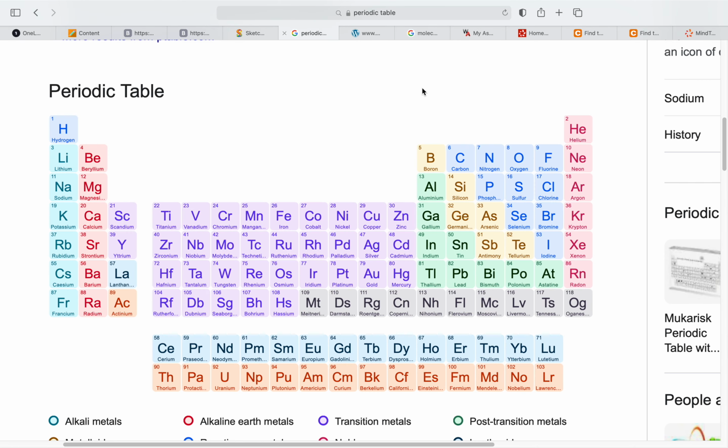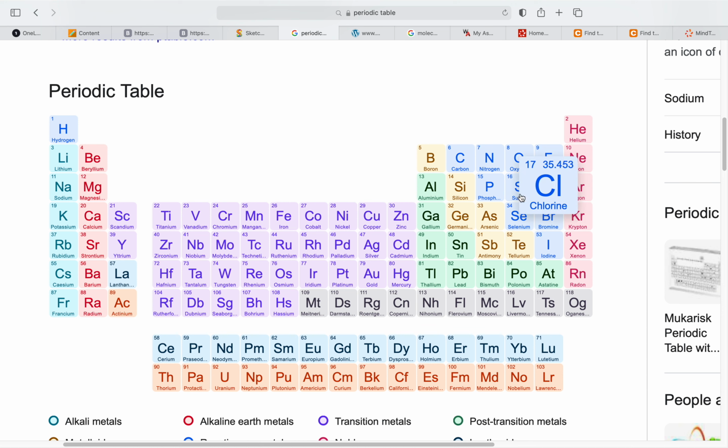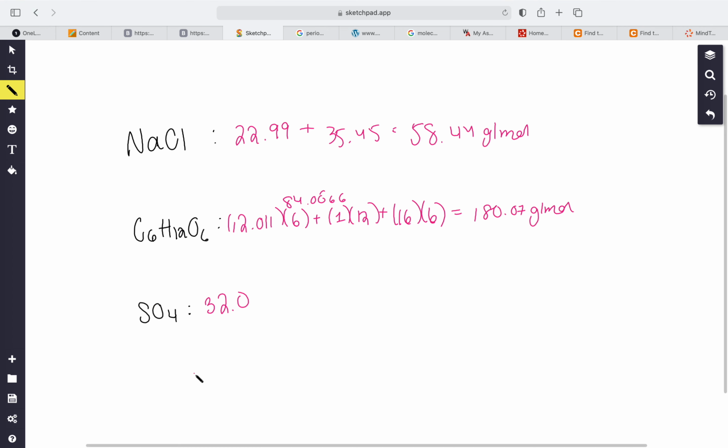Sulfur. Oh man, I don't have sulfur memorized. Sulfur is 32.065. Plus 4 oxygens at 16. And we are going to get 4 times 16 plus 32.065. We get 96.065 grams per mole.